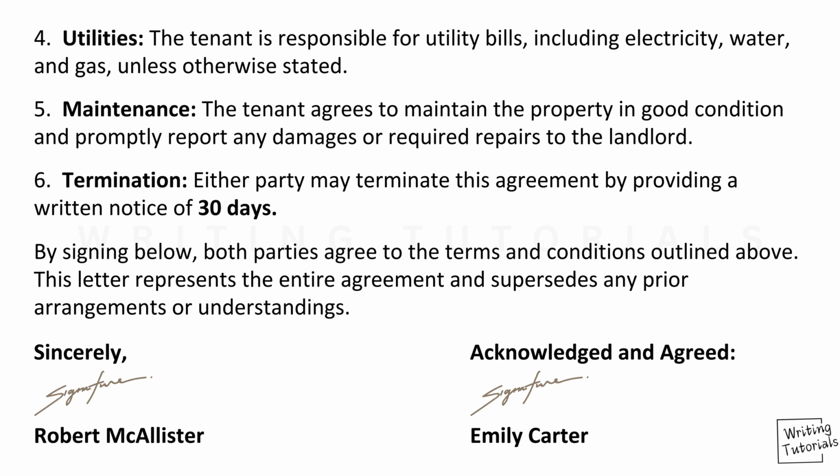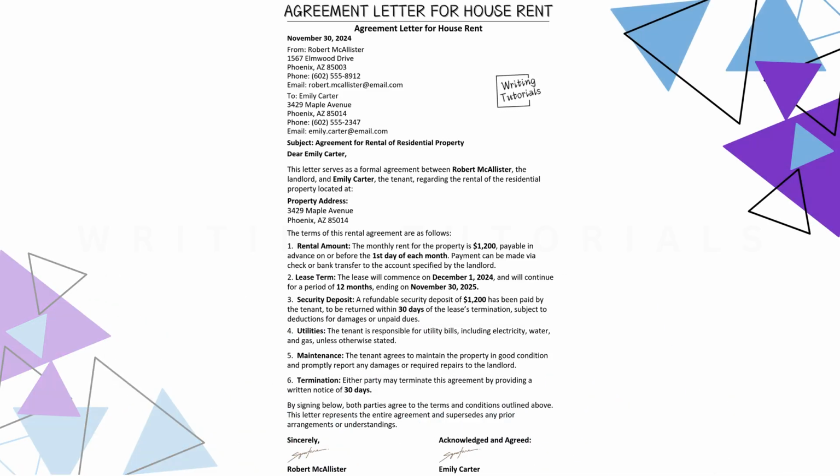And that's how you write an agreement letter for house rent. To summarize, include the contact details of both parties. Clearly outline the terms of the agreement, including rent, lease duration, security deposit, and responsibilities. Use clear, concise language to avoid misunderstandings. Always include signatures to make the agreement official.